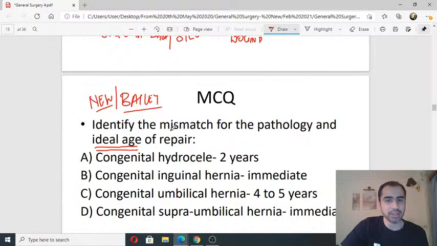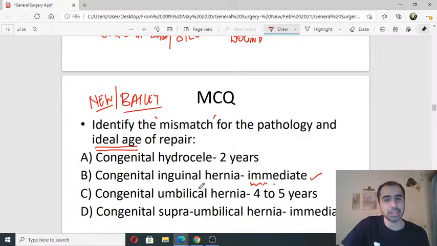Yes, Nurel, what's your answer? Shivani, Suresh. You have to find the mismatch. Pratish says congenital inguinal hernia immediate. Unfortunately, congenital inguinal hernias are operated immediately. This is correct. This statement is correct.